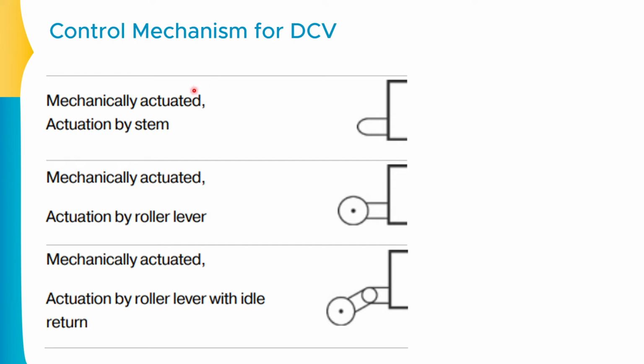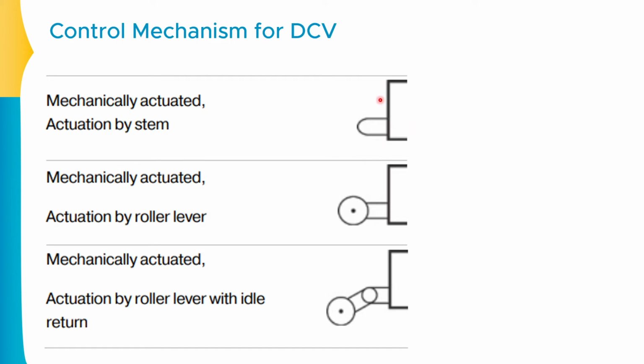Now what are those mechanisms available? The very first mechanism is a very basic mechanism, which is known as the mechanically actuated actuation by stem, or we can say by the help of the plunger. Okay. The second mechanism is the mechanically actuated actuation with the help of the roller lever, and the third is the actuation with the help of the roller lever with the idle return. Now as of now, these are the symbols available.